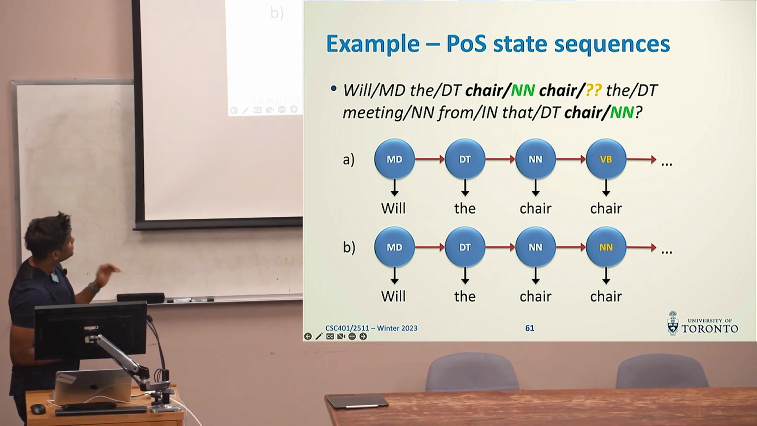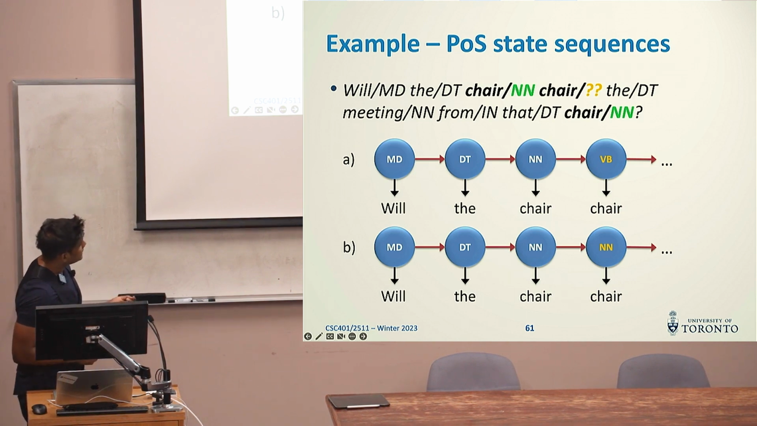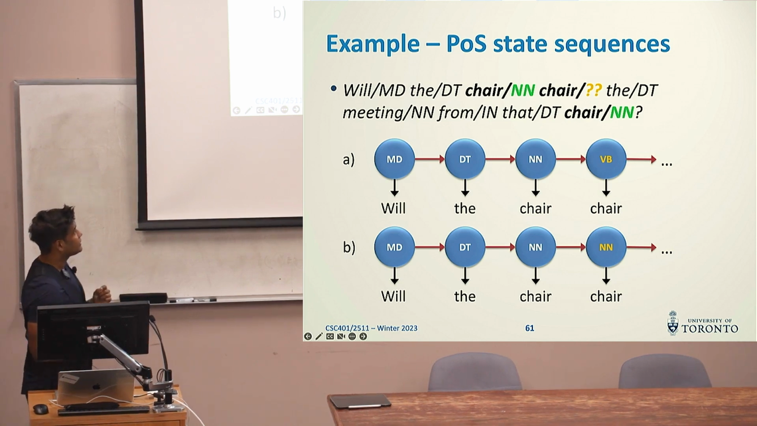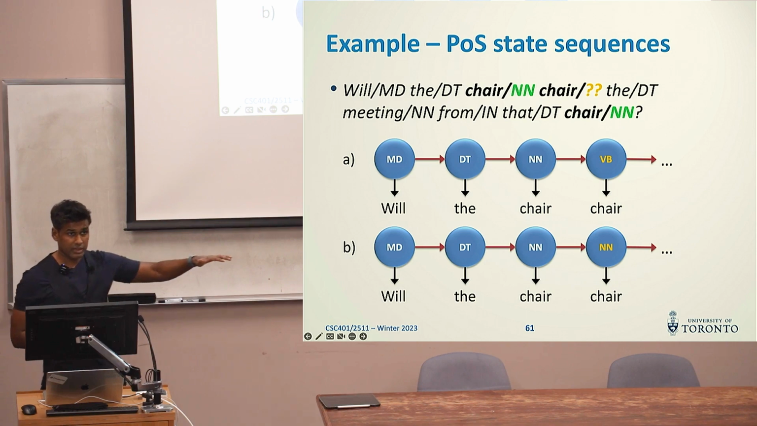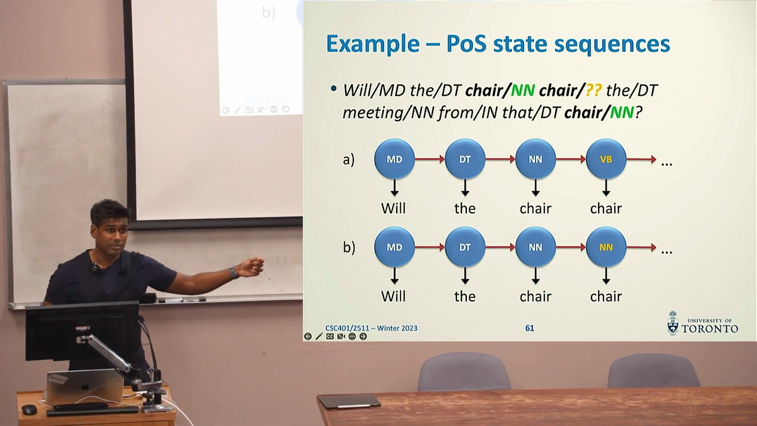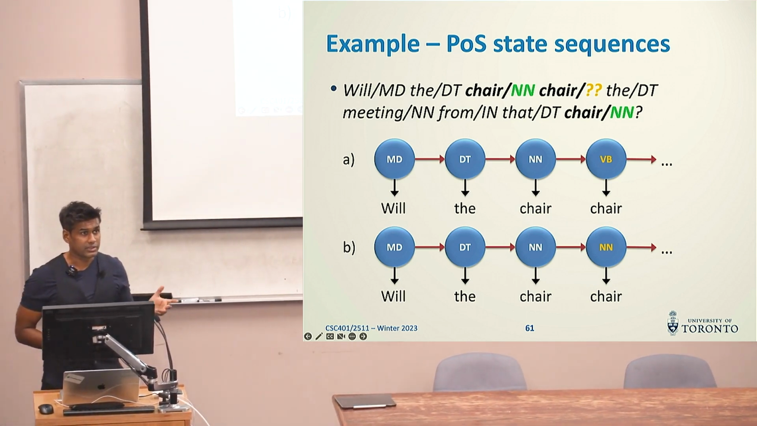So if we scrutinize both variants A and B over here, then we can conclude that the second chair is actually a verb and not a noun. Okay? So in this case, you have two possible state sequences, A and B. So MD, DT, NN, and VB is one state sequence, and the second one is the second state sequence. But what we're after is the Q star here. Our argument is that this Q, or possible state sequence, will have a higher probability than the other state sequence. And this is what we're trying to get in this task, okay?